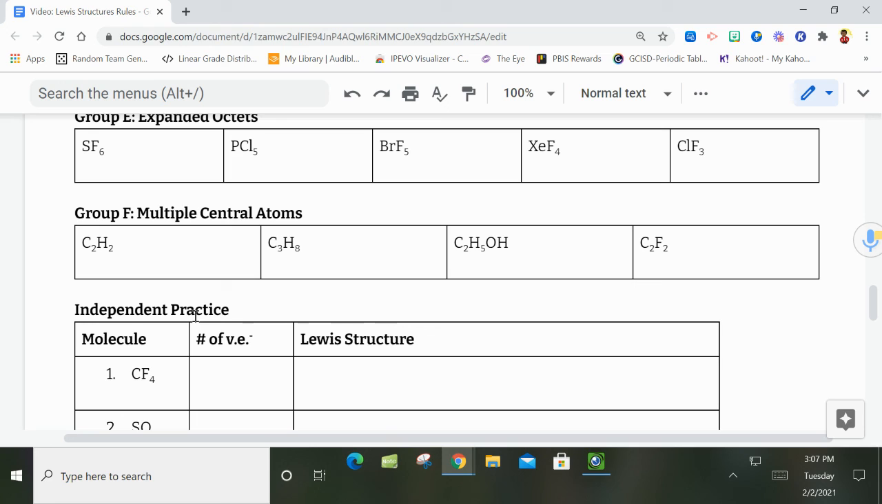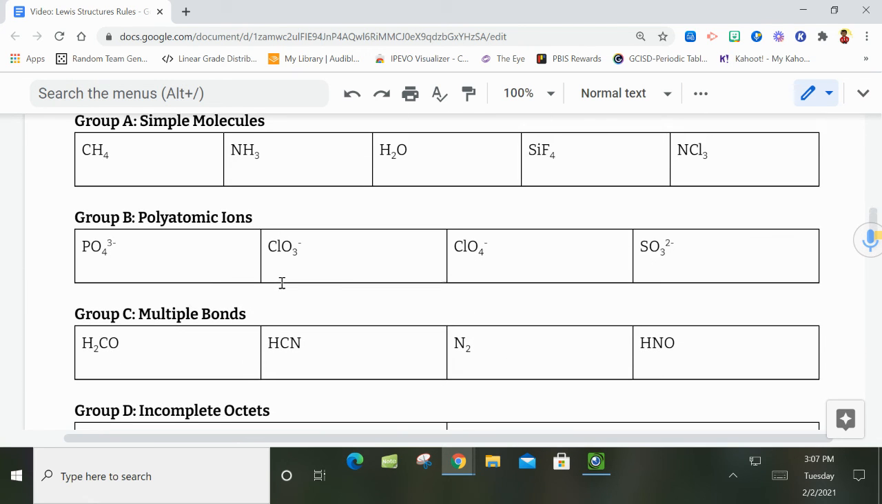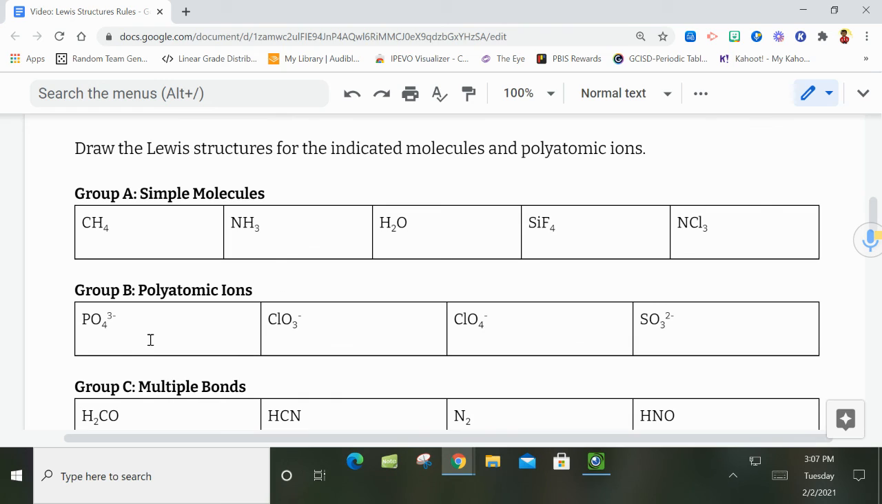So you can see how we're going to work together, and then we're going to do some work independently. So let's start with our simple molecules.